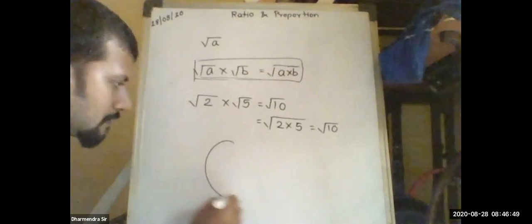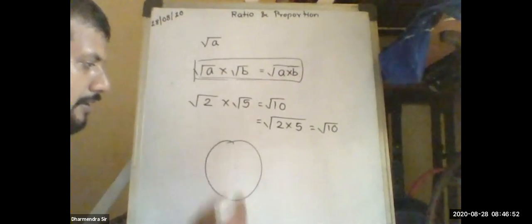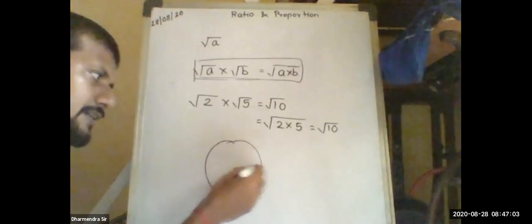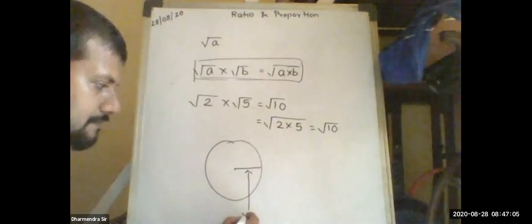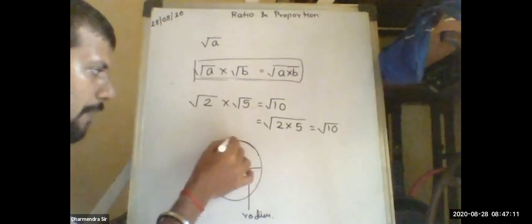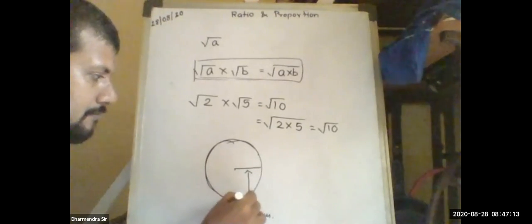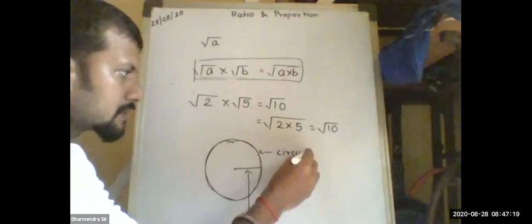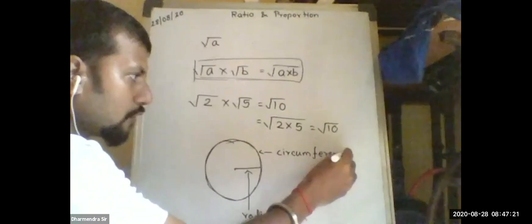Next is, what do we mean by radius? Fixed distance from the center to the boundary gives me radius. And this boundary, only the boundary, is called the circumference of a circle. Circumference of a circle.